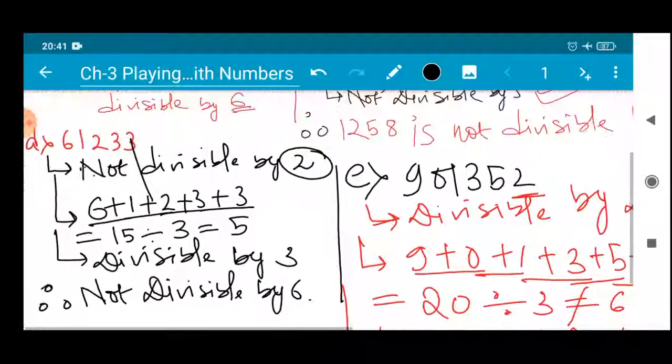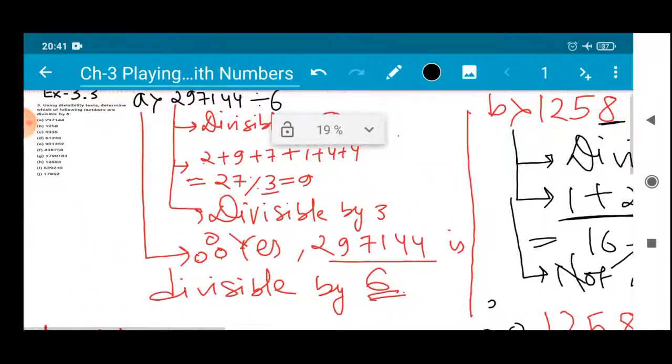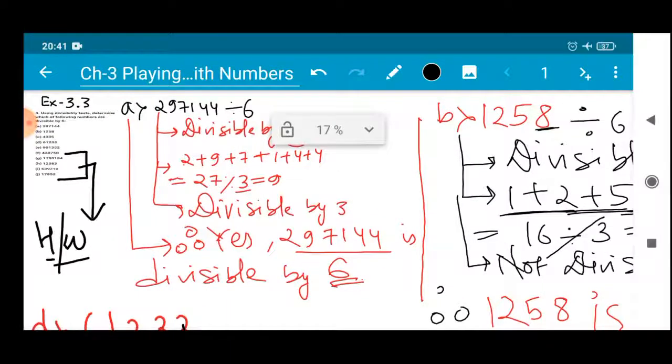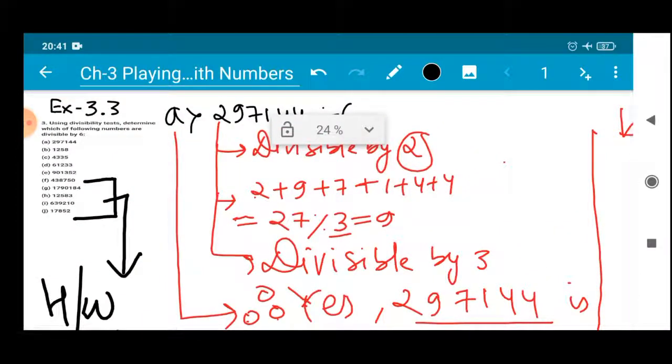Alright children. So the last ones, F, G, H, I, J, try them yourself. So this will be a home assignment. You will follow the same rules whatever we have done. In our next class we will proceed with the next question. Thank you everyone.